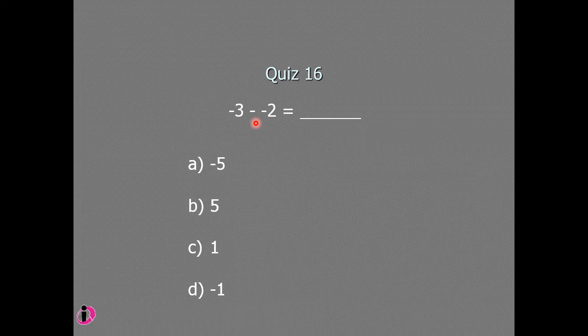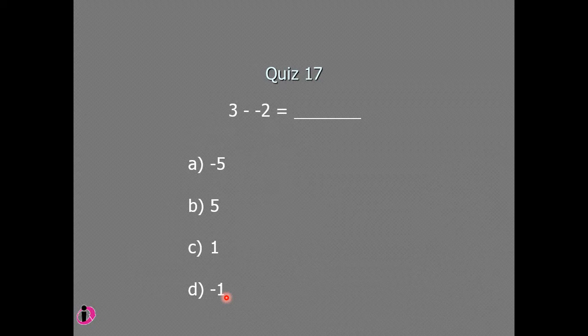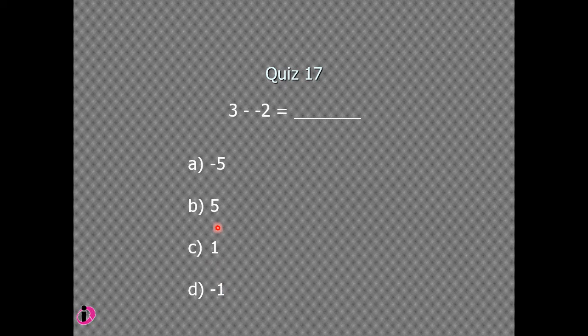How about this? This negative makes it positive, right? So they have different signs and you are adding, so it's actually subtraction. So the right answer is D, negative 1. This is what, 5? Because negative makes it plus. So it's 3 plus 2, 5. Right answer is B. Negative 3 plus 2. Different signs, right? Negative 1, right? D.